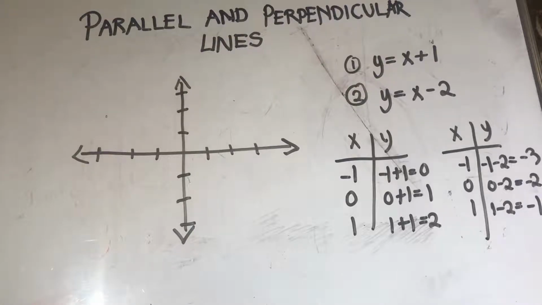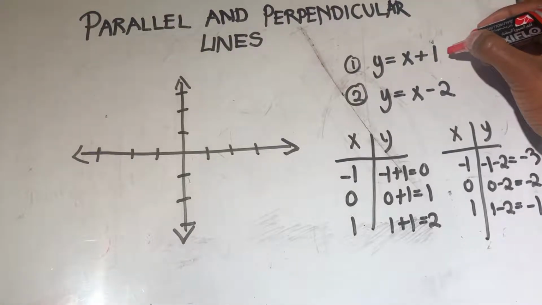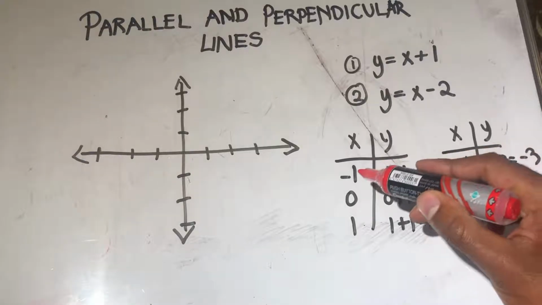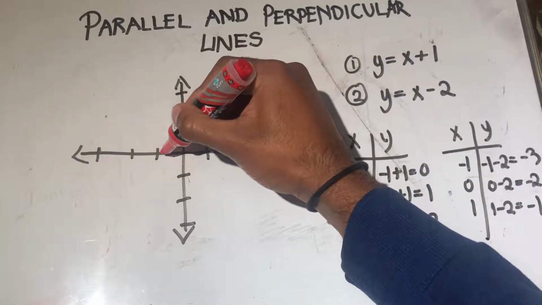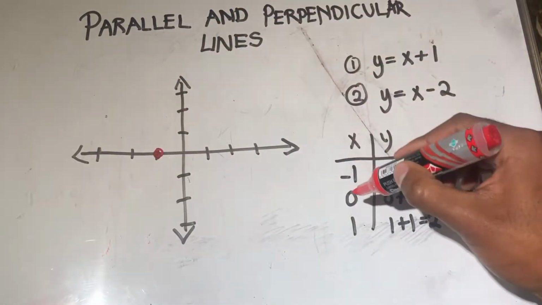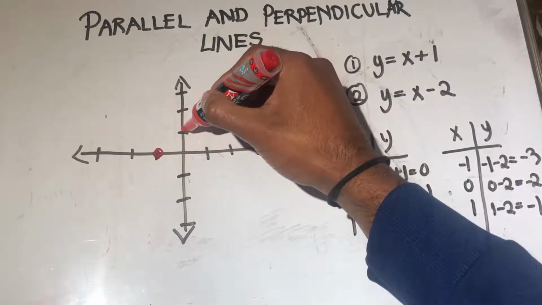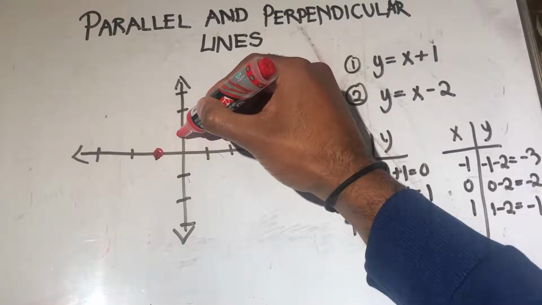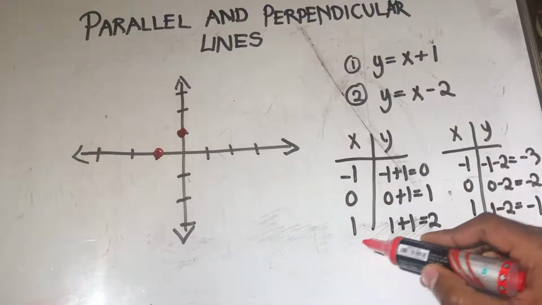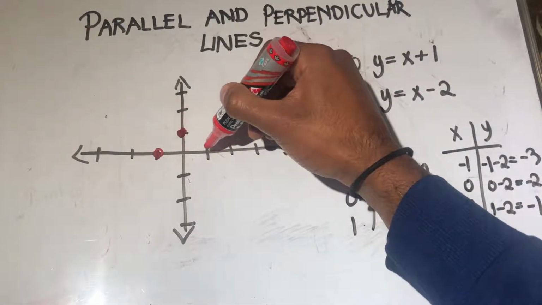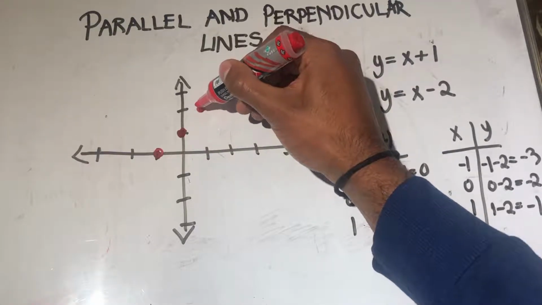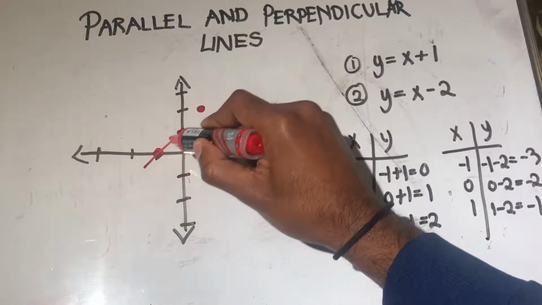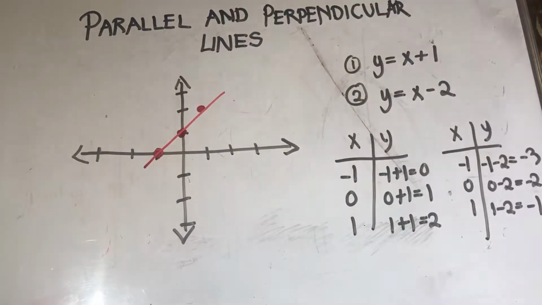So I'm going to graph the first equation in red. We have -1 and 0, which is just here. And we have 0 and 1, which is just 1 unit up from the origin. And we have 1 and 2. It's just 1 unit to the right, and then 2 units up. And if we connect those dots, we'll have our first line.